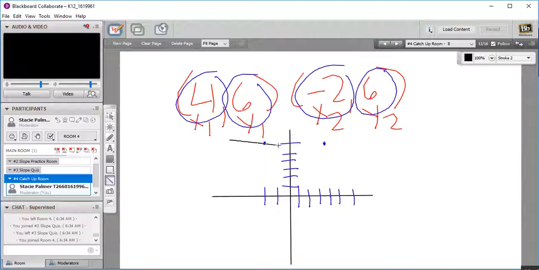And then if we draw a line through those 2 points, we can see that our line is a horizontal line. And a horizontal line has 0 steepness. So when we talk about the slope of a line, if it's a horizontal line, the slope is always going to be 0.